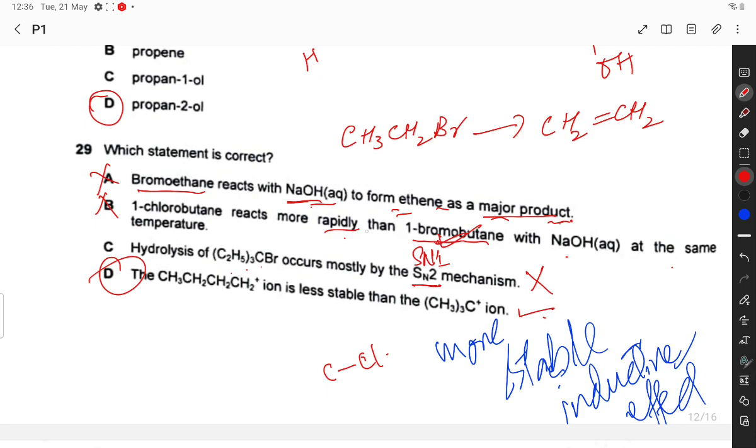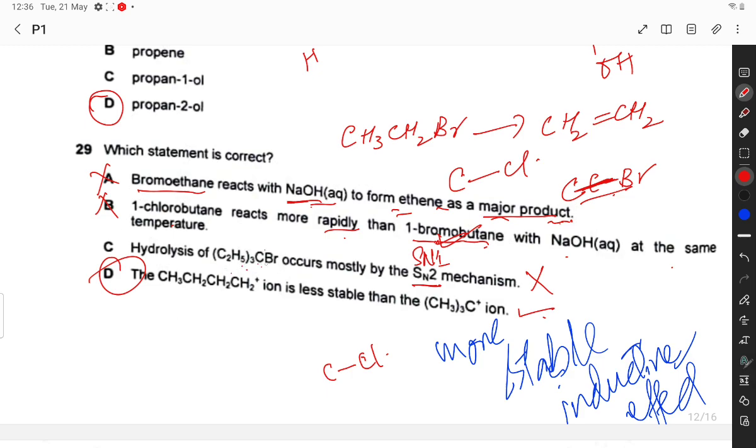1-chlorobutane reacts more rapidly than 1-bromobutane. Yes, is this correct? This is incorrect because the C-Br bond length is greater, so less energy is required. This is more reactive than the C-Cl bond, so that's why it is incorrect.